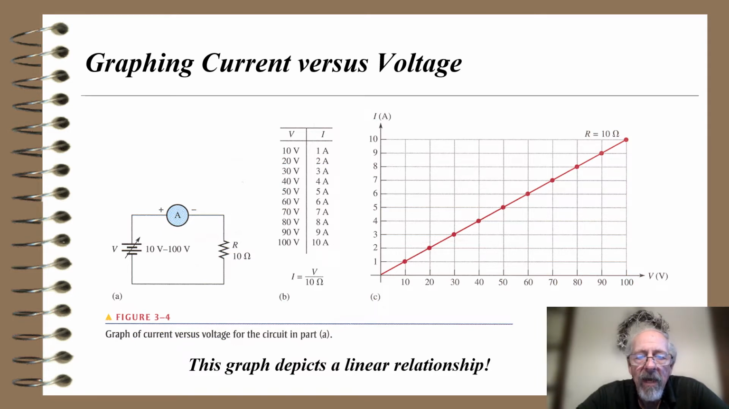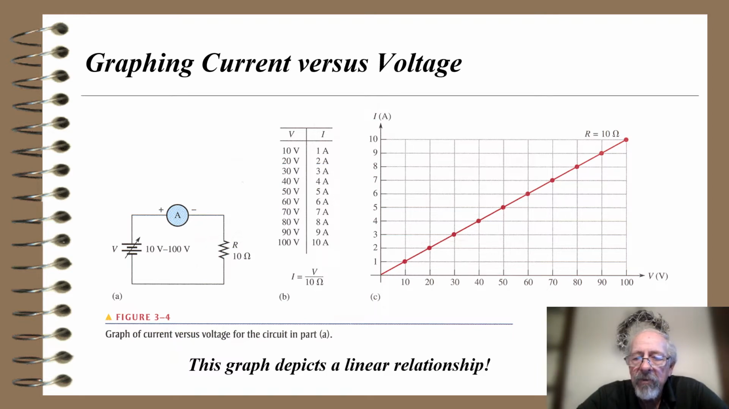Part B shows a table of this relationship with the voltages every 10 volts, so it goes from 10 to 100, and notice that you see 1 amp up to 10 amps. If that was a 10k ohm resistor, we'd have 1 milliamp up to 10 milliamps. The graph on the right-hand side shows the points of the chart, shown on the graph and plotted, if you will.